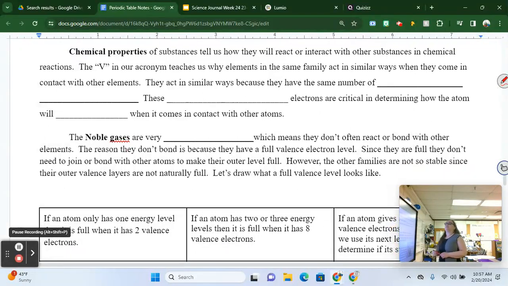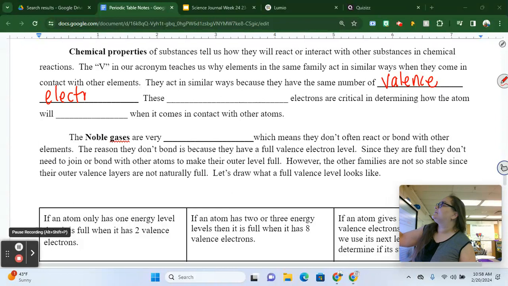Chemical properties of a substance tell us how they will react or interact with other substances. The V in our acronym tells us why elements in the same family act in similar ways. So everything in family 1 all acts the same, and that's why those alkalis are extremely reactive. They're highly reactive. Halogens are extremely reactive for a different reason, but they're all together because they all act the same. They act in similar ways because they have the same number of valence electrons.